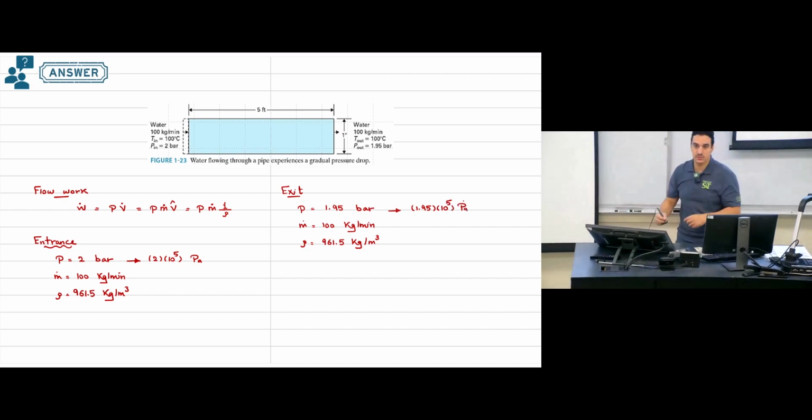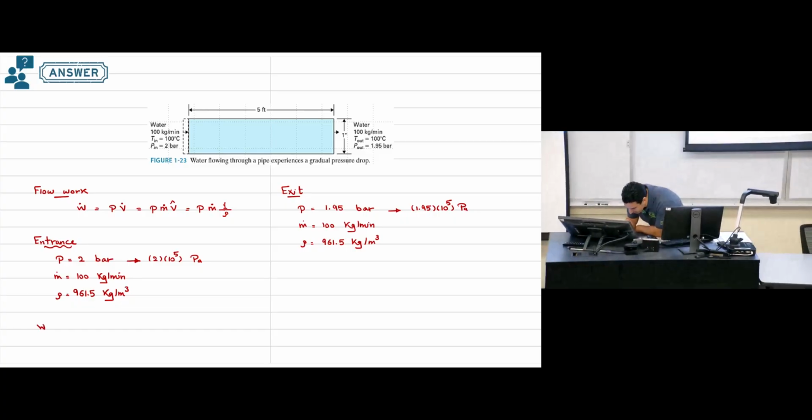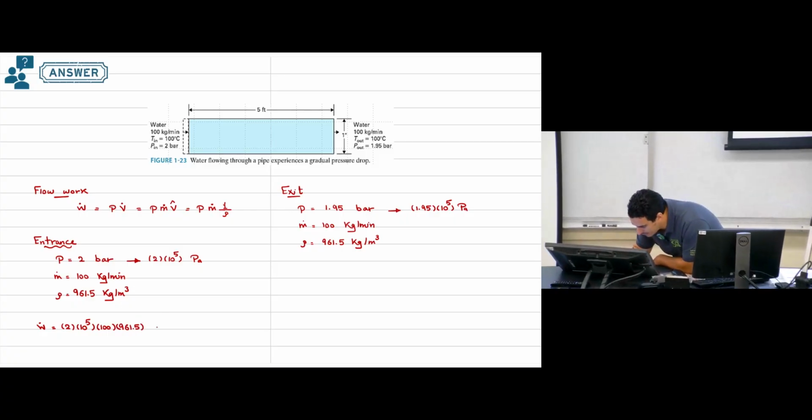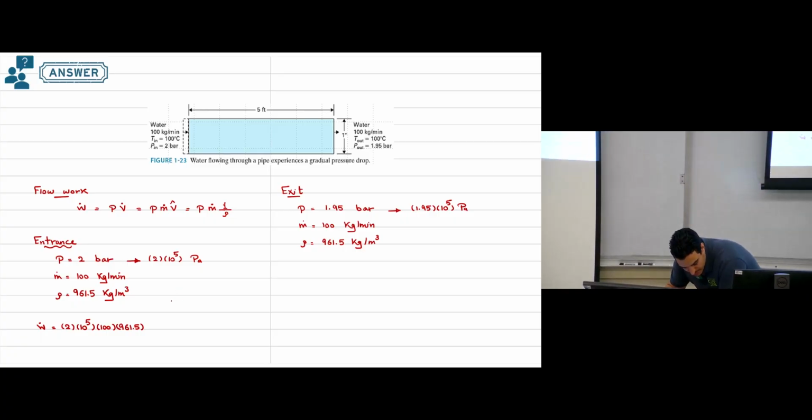And then substitute in the equation. So we have the rate of work. This one will be 2 times 10 to the power 5 times 100 times 1 over 961.5 kilogram per meter cube.